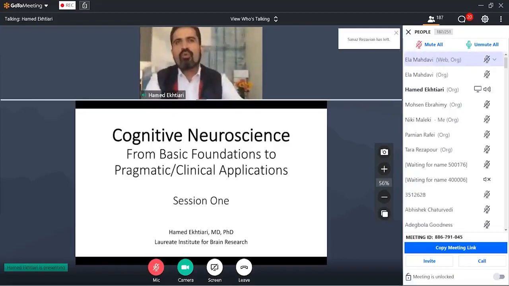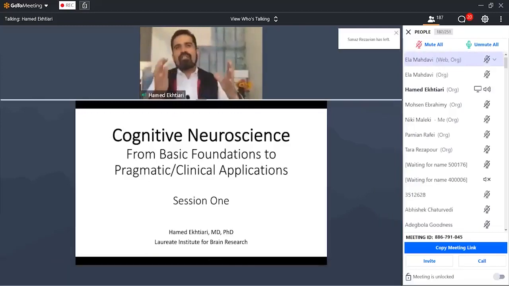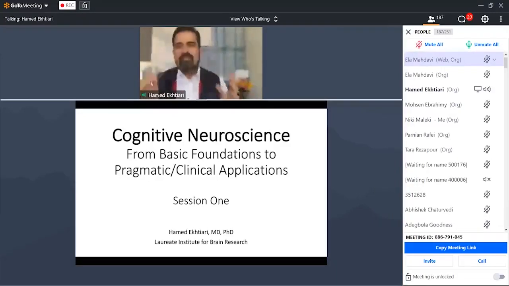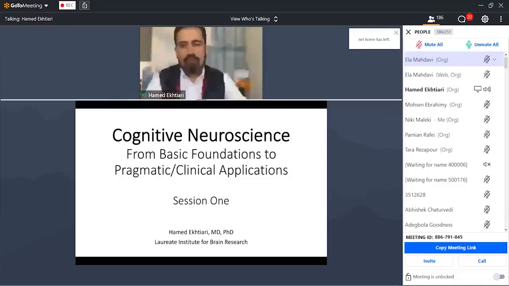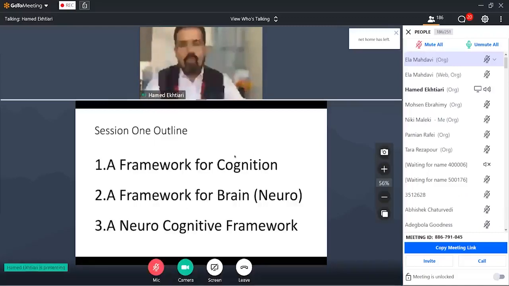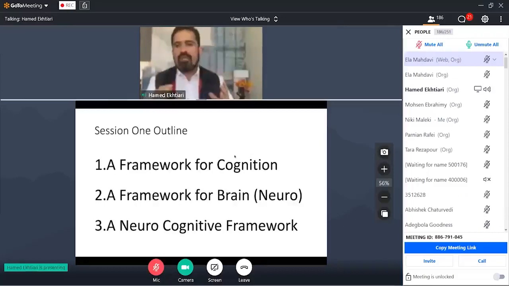I'm trying to divide each session into 4 or 5 different parts to make it easier for you to follow. And today we are going to be mainly focused on 3 major topics. First of all, we are going to talk about some frameworks that could summarize what is happening in cognition or different brain functions or different cognitive processes.